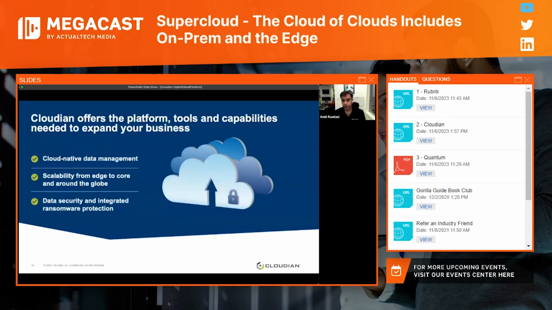In summary, what you have is a cloud-native data management platform that gives you hybrid data storage at your fingertips, scalability to grow from the edge, to go from edge to core and around the globe with distributed architecture, and the security and integrated features that give you things like ransomware protection and high data security for all of your applications in a manner that you can keep your data resident and sovereign.